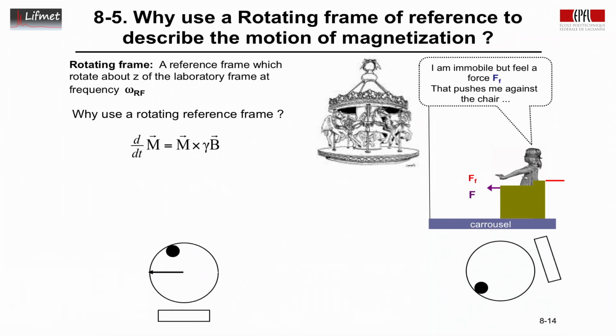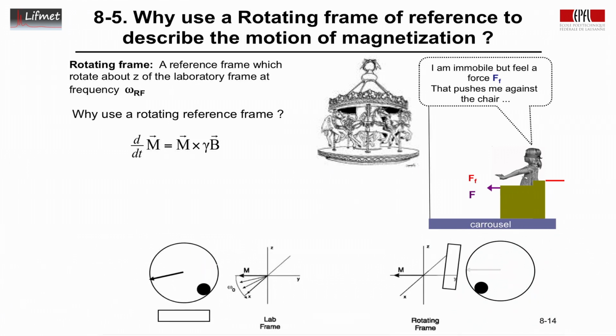So similarly to the motion on the carousel, we have the magnetization vector, which turns here in the lab frame. And if we're in the rotating frame, the magnetization vector is stationary. Just like in the carousel, if we have our magnetization that is precessing around the magnetic field B0, we can put ourselves into a reference frame that rotates with the magnetization, and there the magnetization becomes stationary, just like the person here on the carousel.